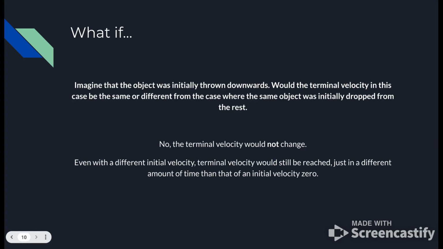And so, imagine that the object was initially thrown downwards. Would the terminal velocity in this case be the same or different from the case where the same object was initially dropped from rest? Basically, no, the terminal velocity would not change. This is because even with a different initial velocity, terminal velocity would still be reached, just in a different amount of time than that of an initial velocity of 0. And yeah, that pretty much sums it up.